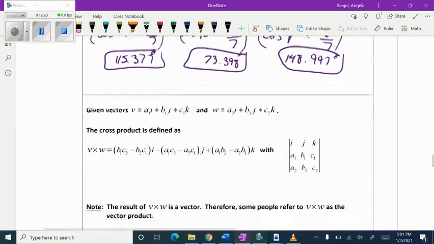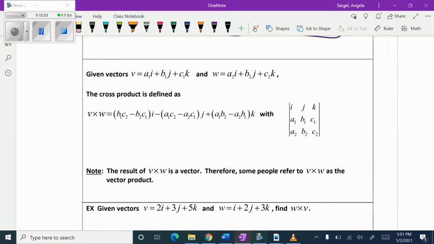Okay, now we're going to move on to cross products. So we're going to switch gears a little bit. Remember in, I think it was 7.4, we talked about dot products. Well, now we're going to talk about cross products. And what's different about a cross product is that your answer is going to be a vector.